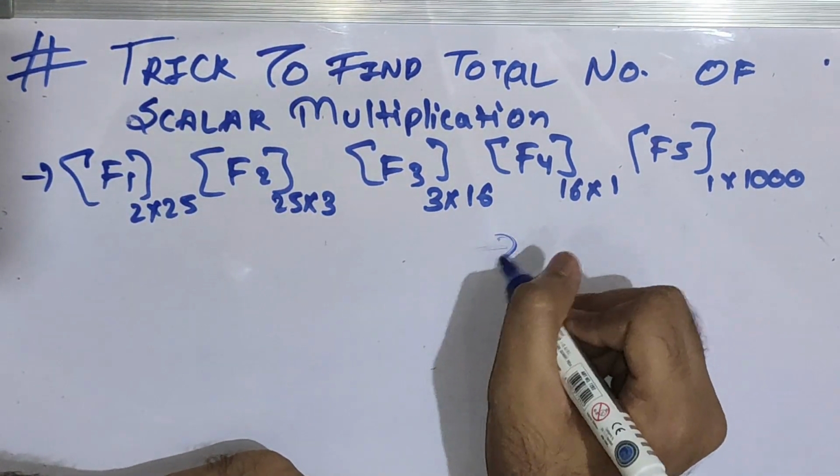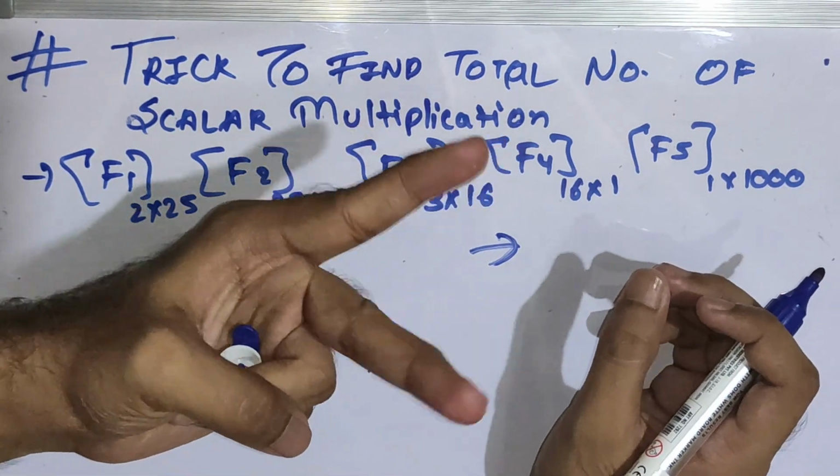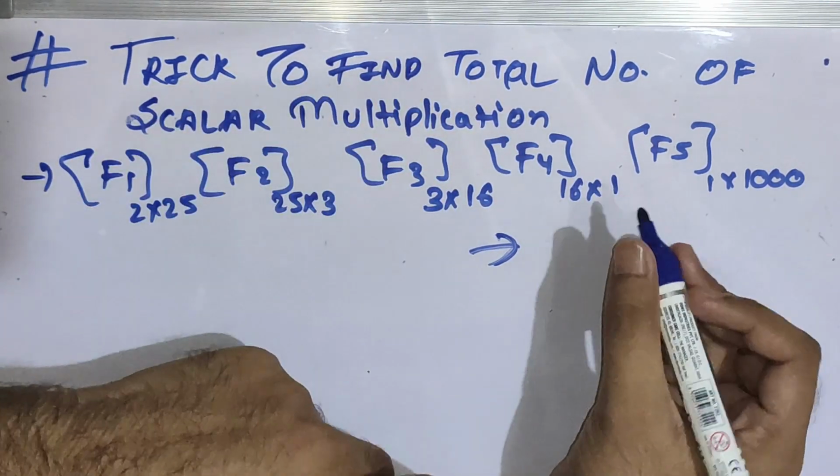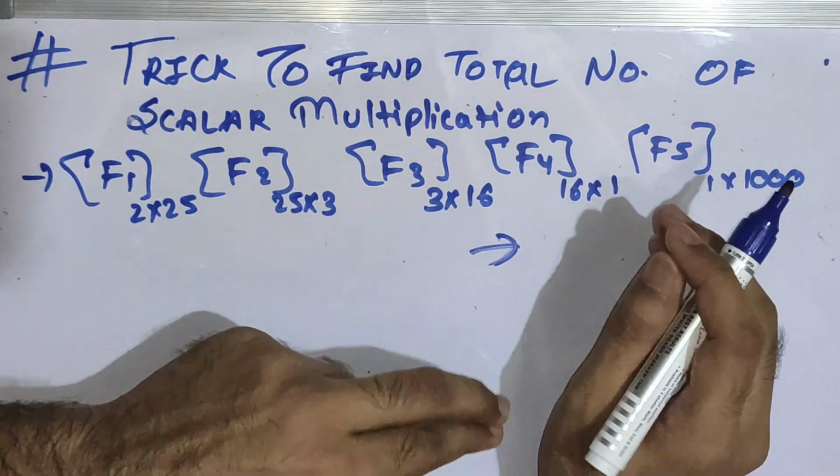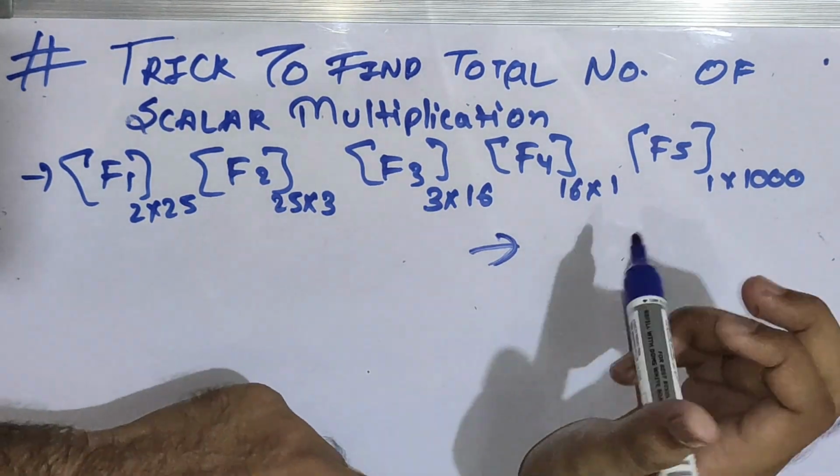Okay, so the trick is, first you have to find the two matrices with minimum scalar multiplication. So the first step is you have to find the two matrices with minimum scalar multiplication.